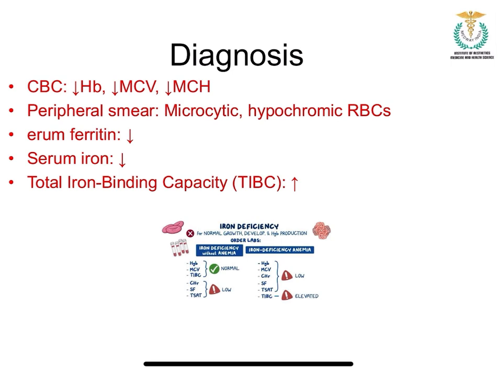But the total iron binding capacity, TIBC, as a compensatory mechanism, is raised because the body realizes that the iron stores of the body have come down. So the TIBC per se increases. Total iron binding capacity increases. This is a very important slide, and this can be asked also. So please note this down.